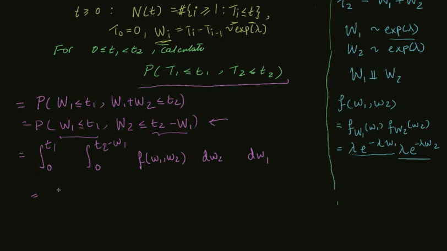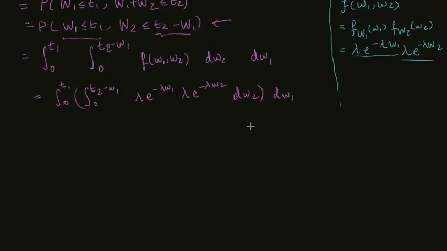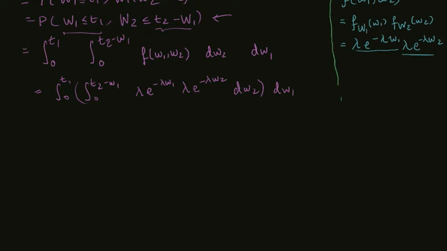And this, again, by using the independence of the inter-arrival times, is equal to lambda multiplied by e to the minus lambda W1, and lambda multiplied by e to the minus lambda W2. And then integrate with respect to W2, and then I integrate with respect to W1. Okay. So we're actually more or less there now, because what we get now is just straightforward calculations, right?